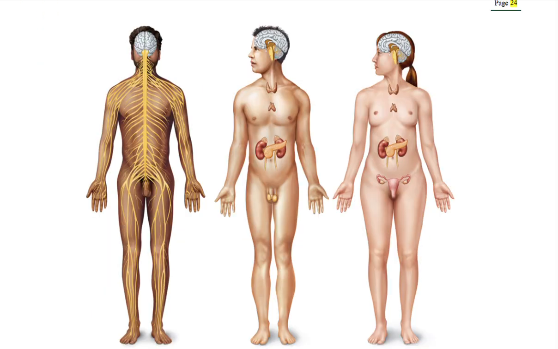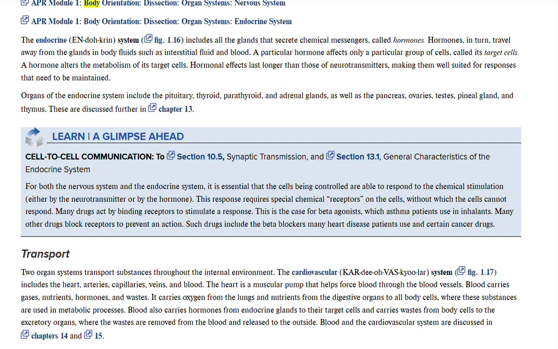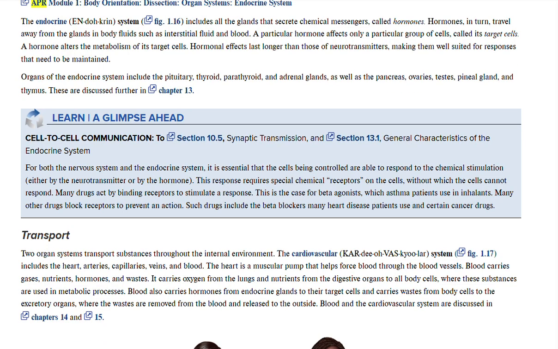Page 24. APR Module 1, Body Orientation, Dissection, Organ Systems, Nervous System. APR Module 1, Body Orientation, Dissection, Organ Systems, Endocrine System.